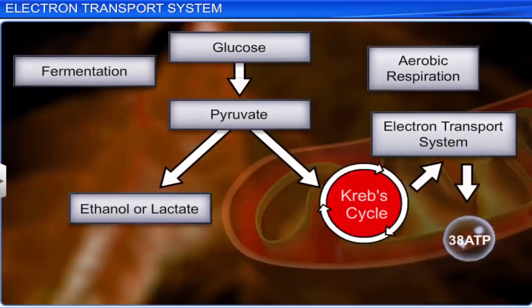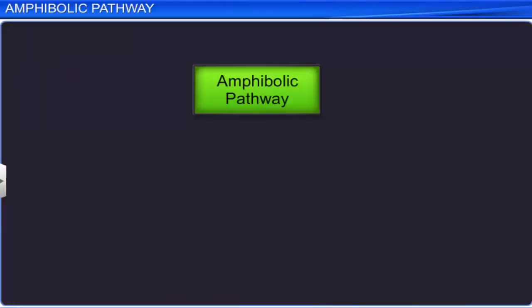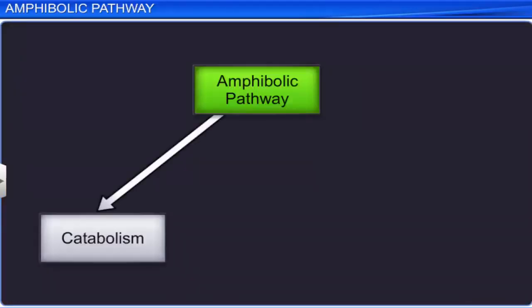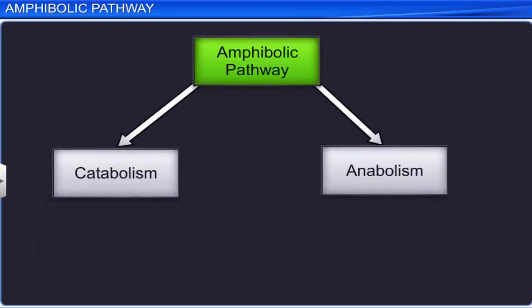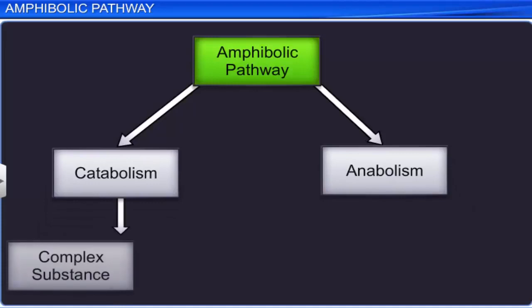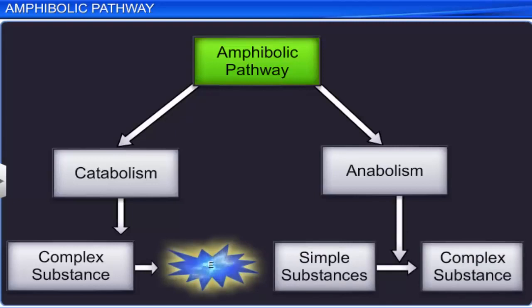Fermentation, on the other hand, results in a net gain of 2 ATP molecules from the partial breakdown of the glucose molecule. The amphibolic pathway involves both catabolism and anabolism, where catabolism stands for the breakdown of complex substances to produce energy and anabolism stands for the synthesis of complex substances from simple substances.